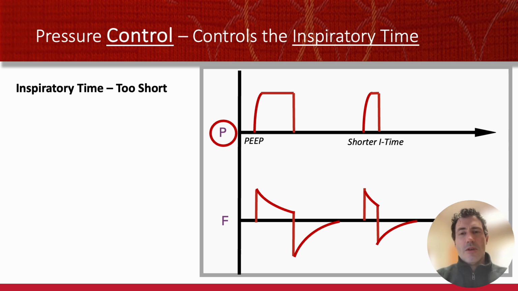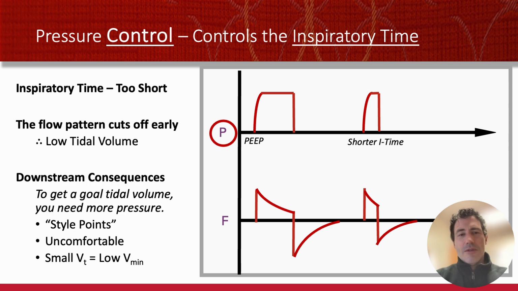Is this bad? Well, there are some downstream consequences, most of which is at the ego level. It can be uncomfortable, you can limit your minute ventilation, and you're trying to fight yourself a little bit with the ventilator. This is what that would look like to correct it. I've tried to make the area under this curve, the tidal volume, about the same here between the last one. The only way to do that is to bump up that pressure.